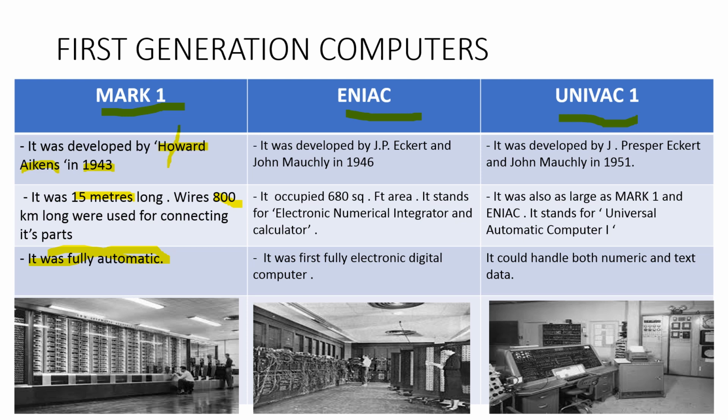Now, further, Mark 1 computers had some flaws and errors. So, development and new inventions in Mark 1 led to the invention of the ENIAC 1. ENIAC was developed by two scientists, J.P. Eckert and John Mauchly, in 1946.